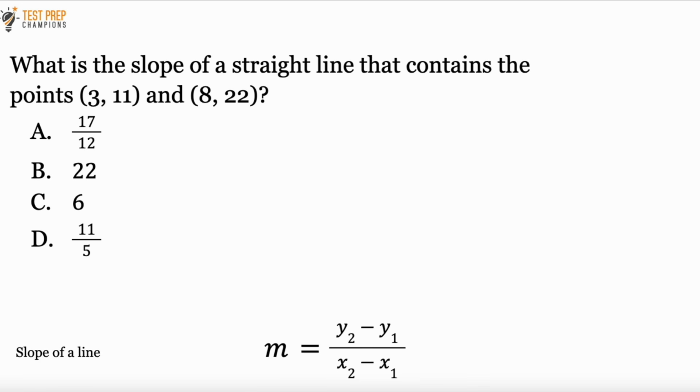What is the slope of a straight line that contains the points (3, 11) and (8, 22)? And on screen, I've provided the formula for slope of a line. Its slope equals y2 minus y1 over x2 minus x1. And just know that on your test, you can get this formula on the formula sheet. I'm just providing it here with the question for the sake of time since we're just practicing.